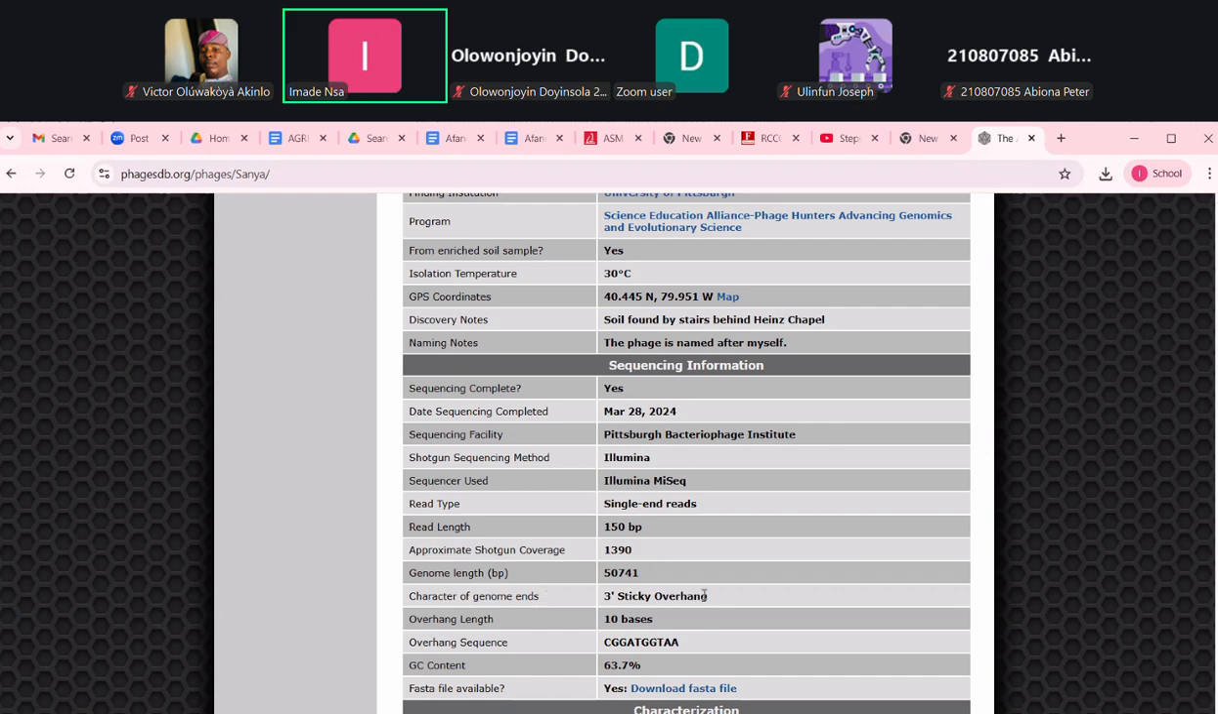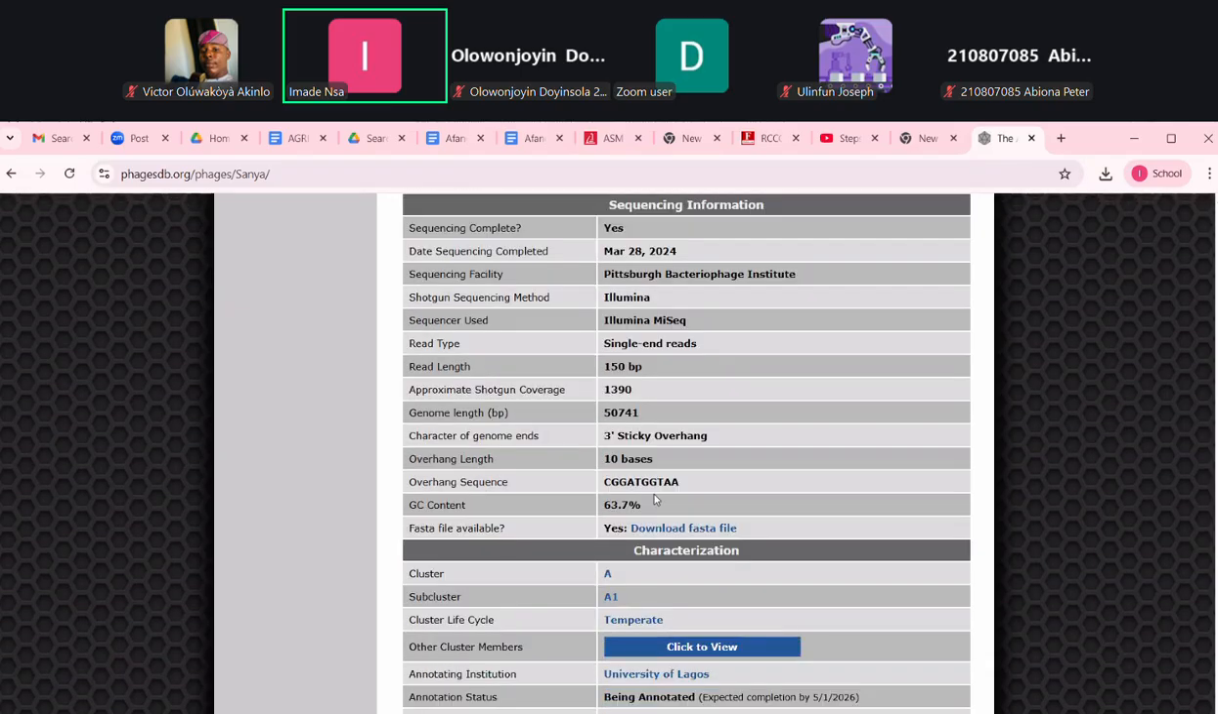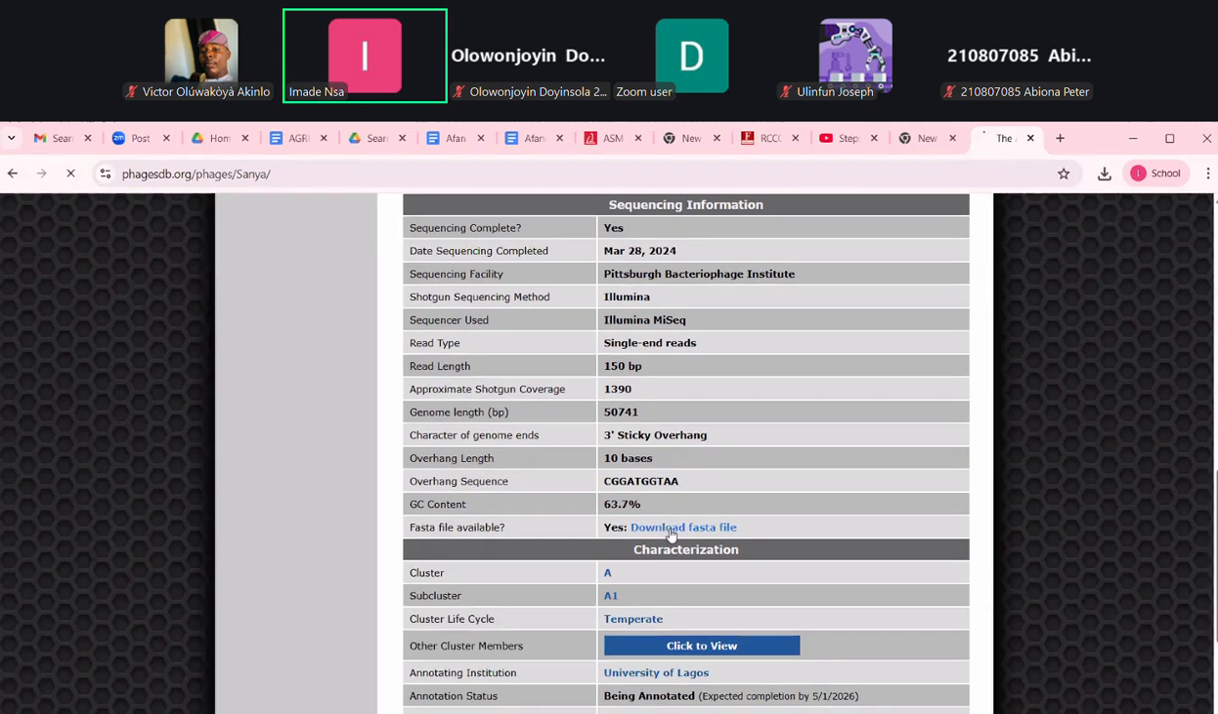Many times in exam, when you ask students, what is the genome length? They even read it from the table, but they forget to put base pairs. So I do not know whether it's centimeters you are referring to or 20 sheep. So they never get the right point. Character of genome ends, it can be 3' sticky overhang, the overhang length always. When they are sticky, you see the number of bases, 6, 10, etc. It will tell you. GC content is very important. 63.7. FASTA file available. Yes, you download the FASTA file.